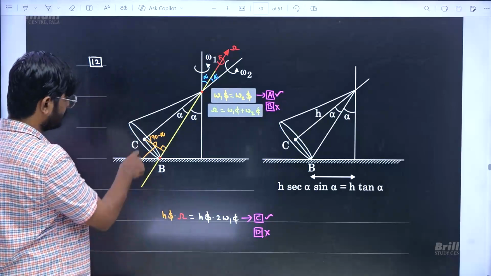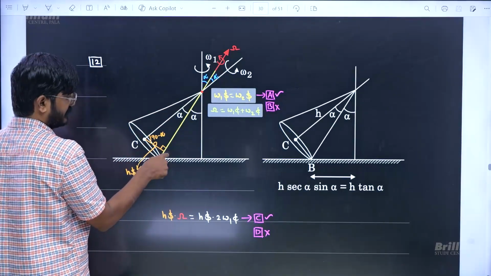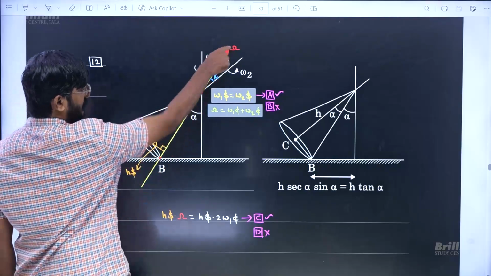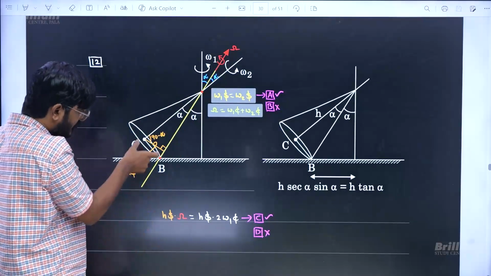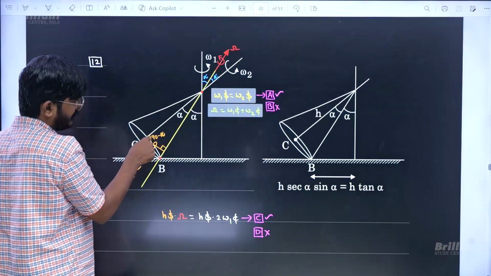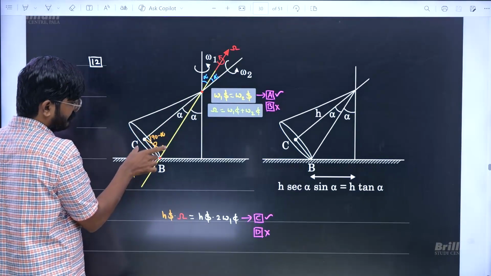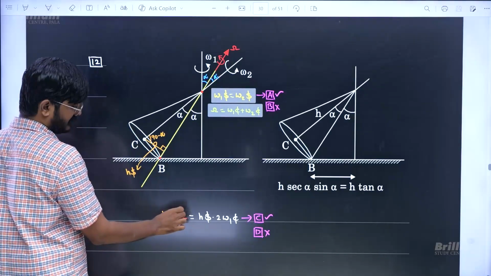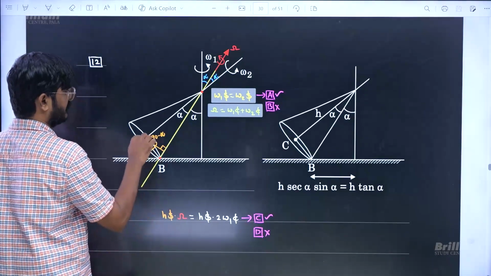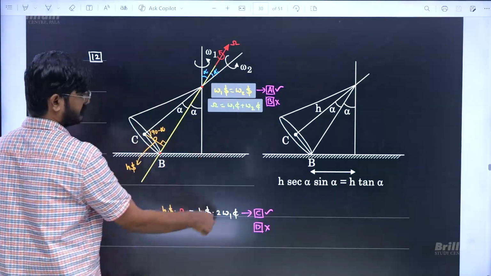Now if you want to find velocity of this point, you know instantaneous axis, so you need to find the perpendicular distance. Perpendicular distance times omega will be the velocity of that point. If you want to find perpendicular distance, this is 90, so this is alpha, so this is 90 minus alpha, this is h given. So this is h cos alpha, this is h sin alpha. Once you know perpendicular distance into omega, it will give you velocity of C. And that omega we already know from here.